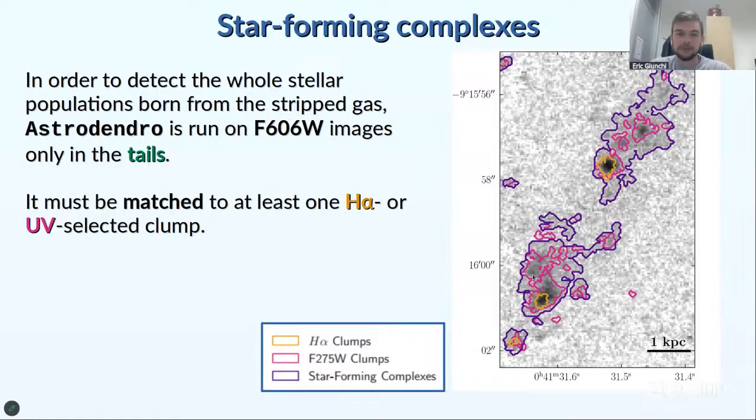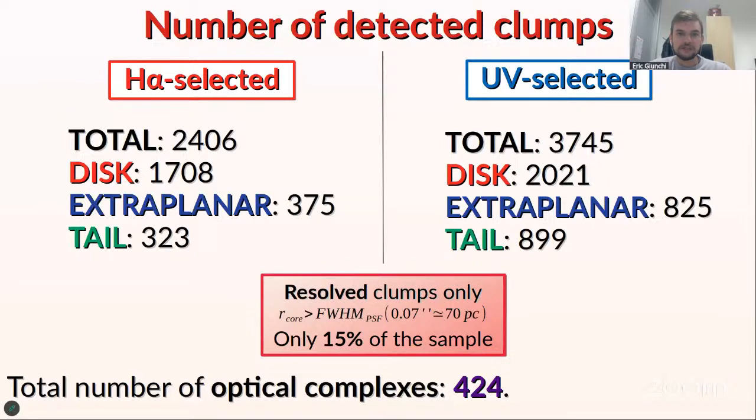But these are important because essentially they can give us the whole stellar mass that has been formed in the tails of these jellyfish galaxies. So to give some numbers, in H alpha, we detected about 2400 clumps, almost 4000 in UV. Most of them are in the disk, but we have hundreds of them also in the extraplanar and tail regions for both the samples. And for all of these clumps, we have the measurements in the 5 filters that I mentioned before.